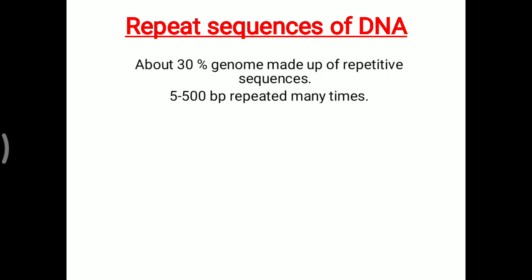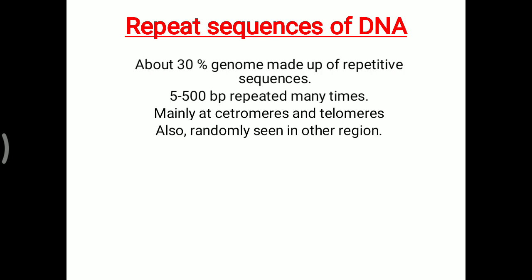One base pair, that is either A to T or C to G. Mainly this repeat sequence is found at the center part of the chromosome, that is the centromere, as well as at telomeres. It is also randomly seen in other regions of the chromosome. Highly repetitive and moderately repetitive sequences are also found.